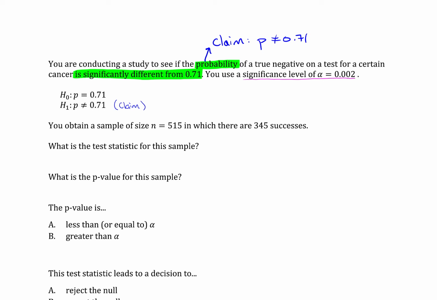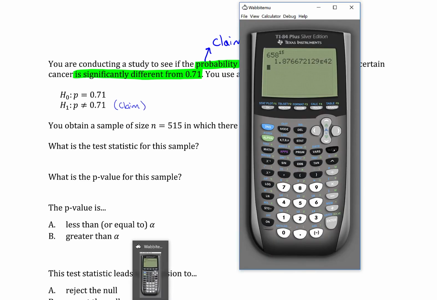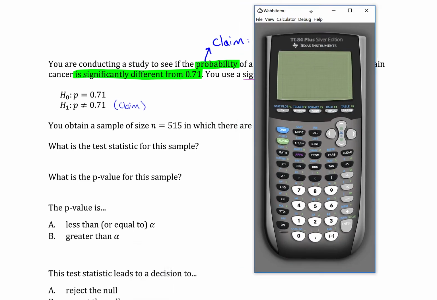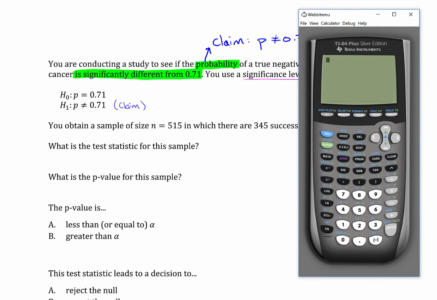Now we have a sample of size n equals 515 in which there are 345 successes. So what is the test statistic for this sample? There is a way of using formulas, but I'm going to be using technology to come up with the values here. What I am using is the TI calculator. If you're using something different, that's fine. Just make sure you understand how it works to get the answers that you need.